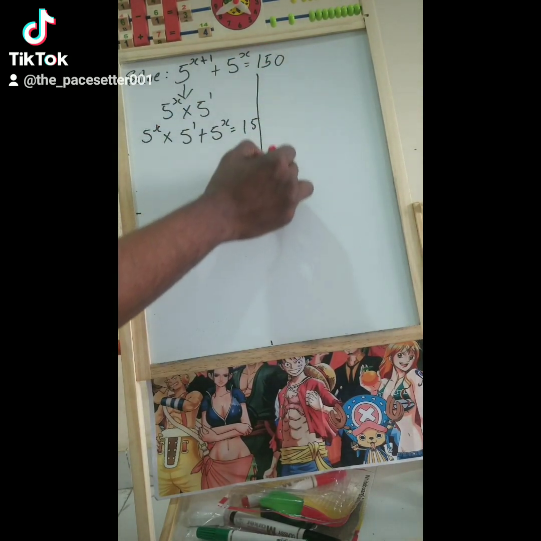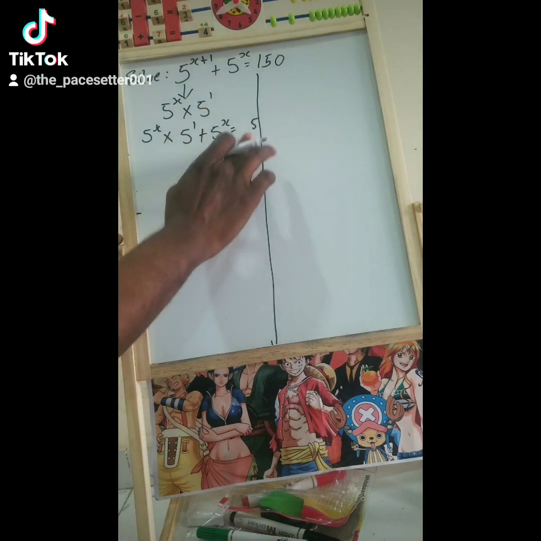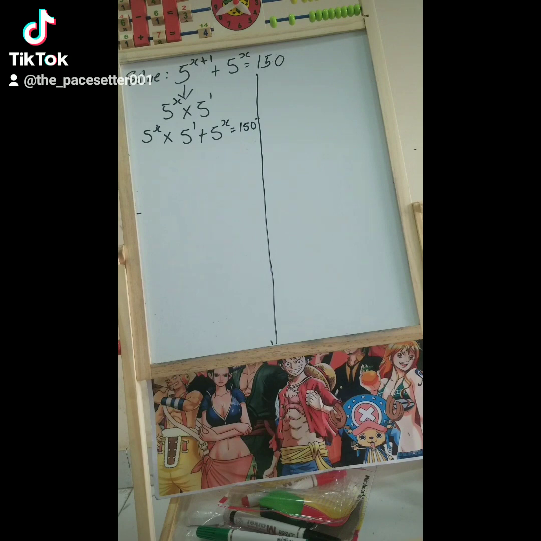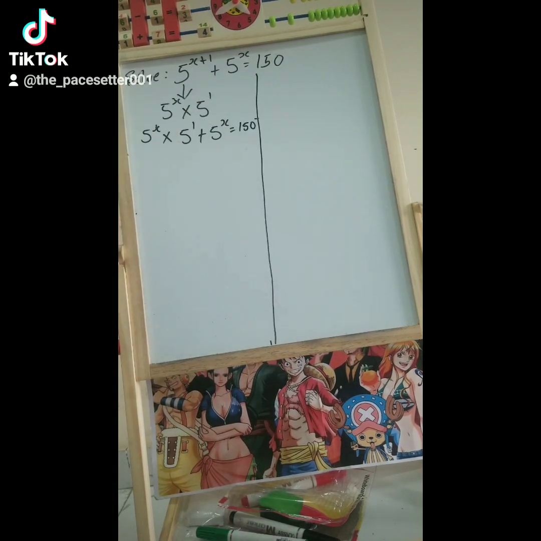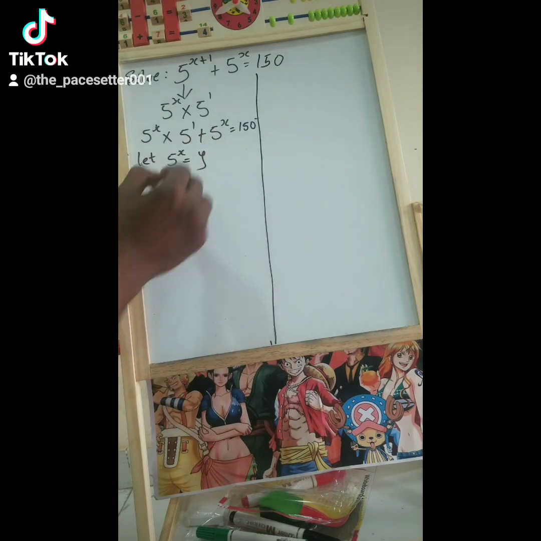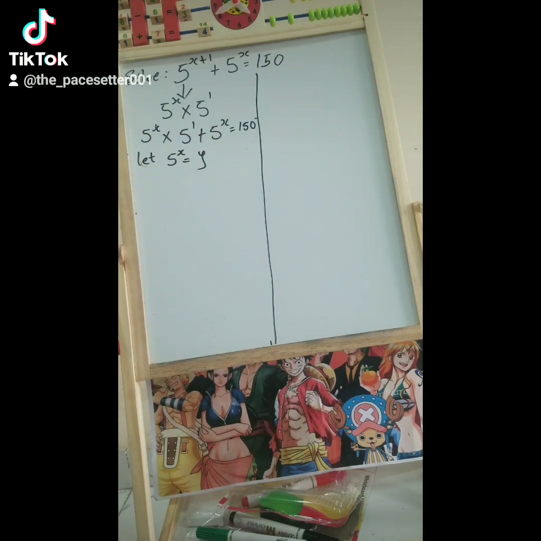So how do we solve this equation from here? Since we are looking for our x, we make 5 raised to the power x the subject of the formula. How do we do it? We just say, let 5 raised to the power x equal y, to make it very easy for us to solve. So since 5 raised to the power x is y, anywhere we see 5 raised to the power x in this equation, we put y.